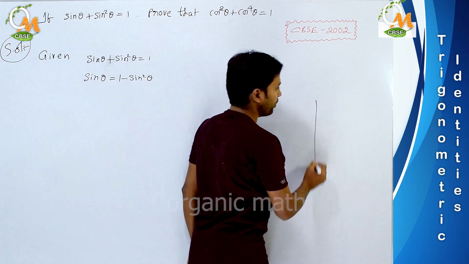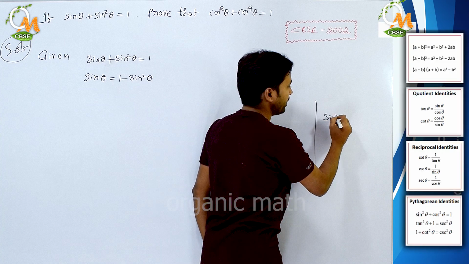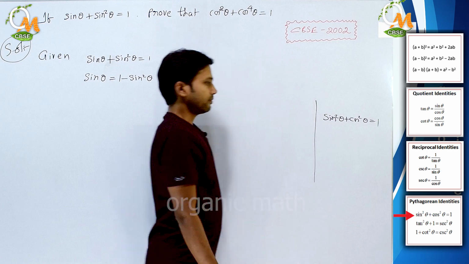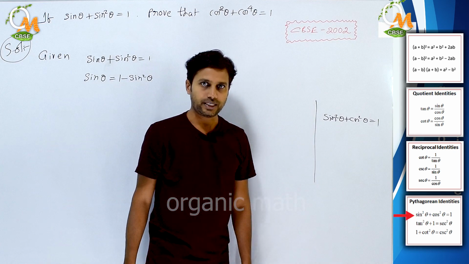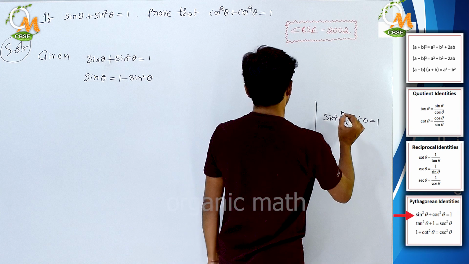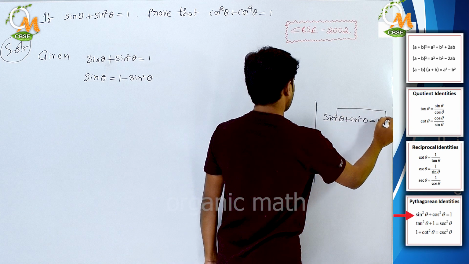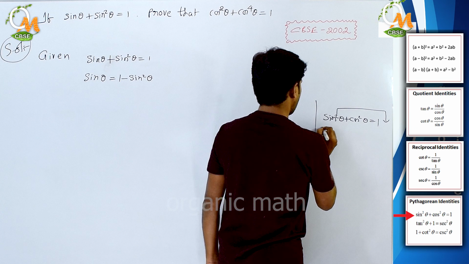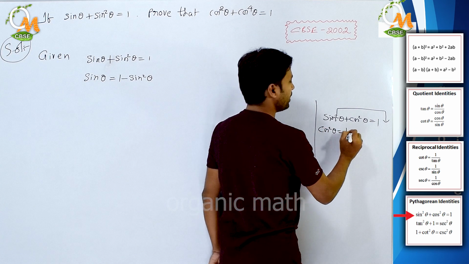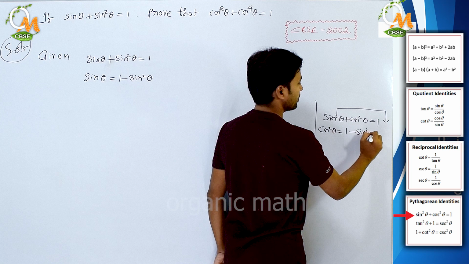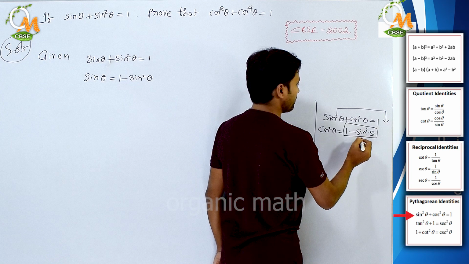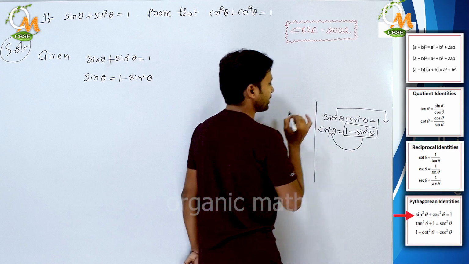Now take the help of the first identity of trigonometry, that would be sin square theta plus cos square theta equal to 1. So from this, what can you say? If you take the sin square theta to the other side, then cos square theta equals 1 minus sin square theta. So every time we can replace 1 minus sin square theta with cos square theta, right?